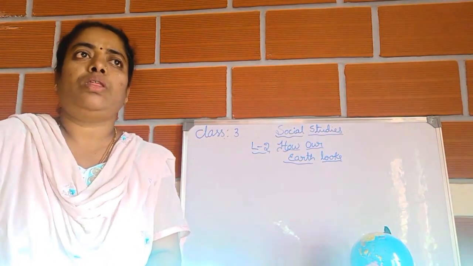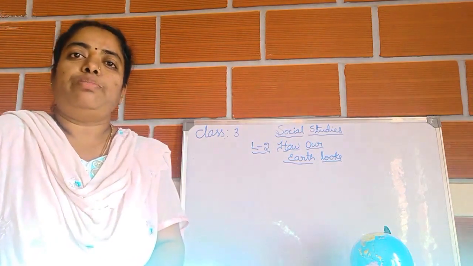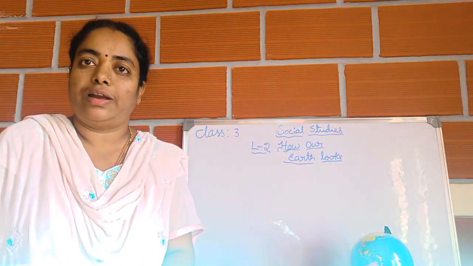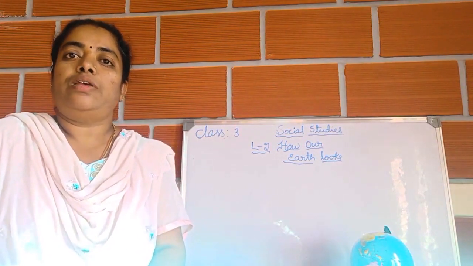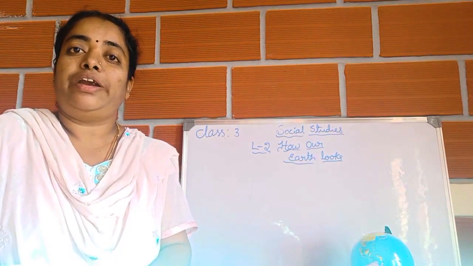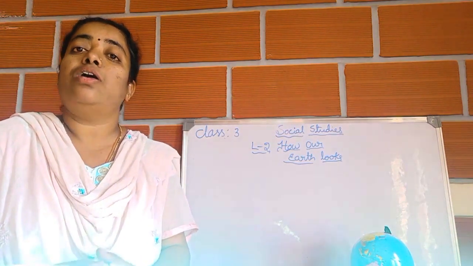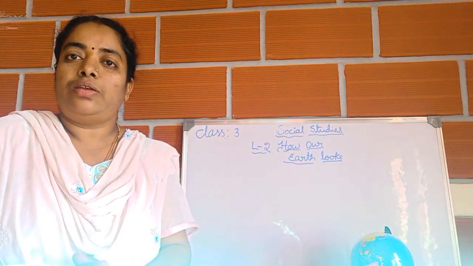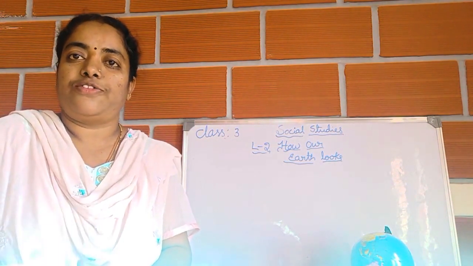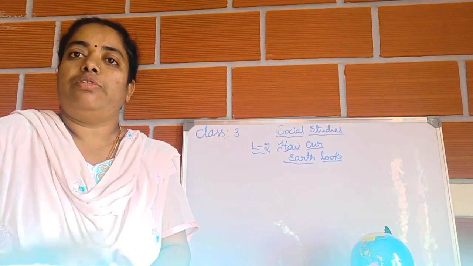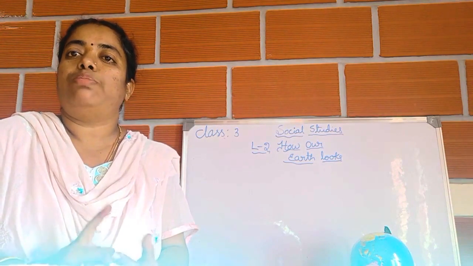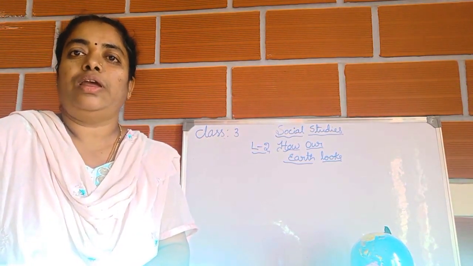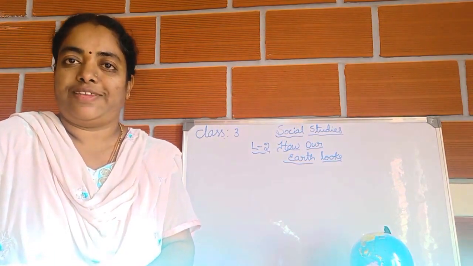Can you tell me, is it possible for us to see the entire earth, children? No, it is not at all possible, right? Because our earth is round in shape and it is bigger in size. It is like a huge ball, right? So if you want to study about our earth, we have two ways to study. Okay. So which are those two ways? One is with the help of the globe and another one is with the help of the map. Okay. Let me start with the globe first.